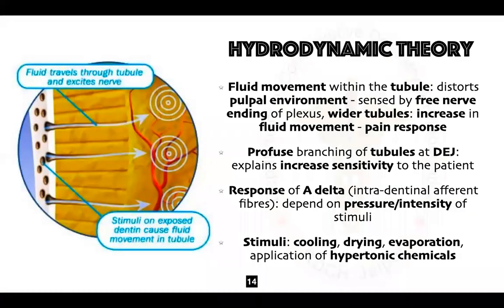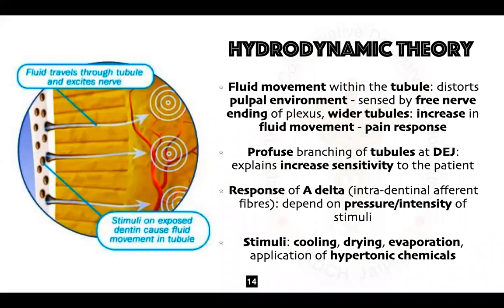Next, and the most accepted theory, is the hydrodynamic theory. Very, very important. If you're writing, please write down: the fluid movement within the tubule distorts the pulpal environment. Why do we still accept this as the most accepted theory? Because this fluid movement distorts the pulpal environment, and this pulpal environment is sensed by free nerve endings of the plexus.